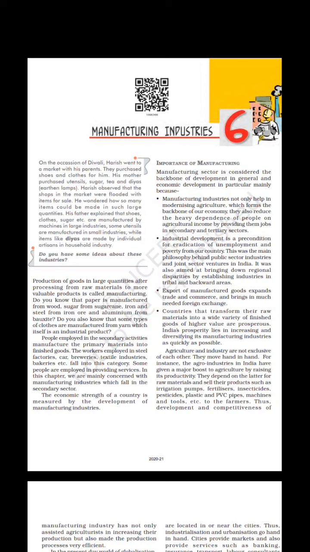Production of goods in large quantities after processing from raw materials to more valuable products is called manufacturing. Do you know that paper is manufactured from wood, sugar from sugarcane, iron and steel from iron ore, and aluminium from bauxite? Do you also know that some types of clothes are manufactured from yarn, which itself is an industrial product? People employed in the secondary activities manufacture the primary materials into finished goods.